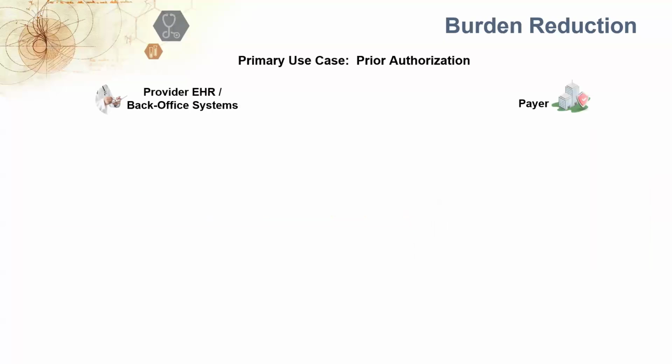Most everyone that hears burden reduction knows the primary use case, and I say primary use case, split into multiple implementation guides. Theoretically, we could handle other use cases, but for all intents and purposes, we're talking prior authorization. The two main actors that we're dealing with are going to be the provider's EHR system and back office systems, and the payer.